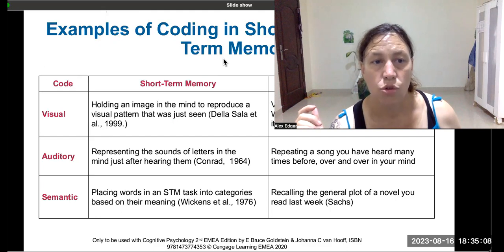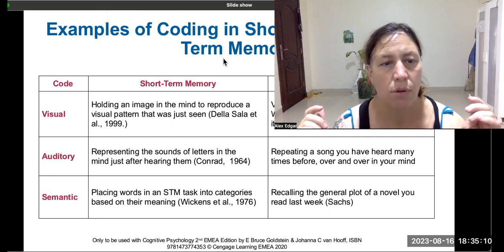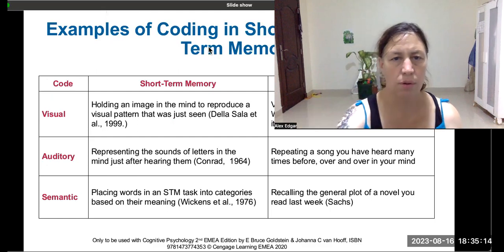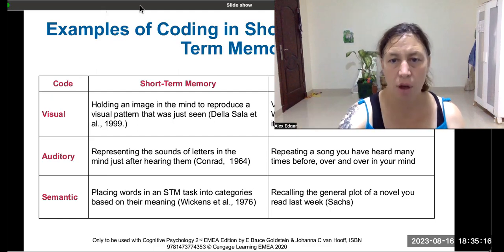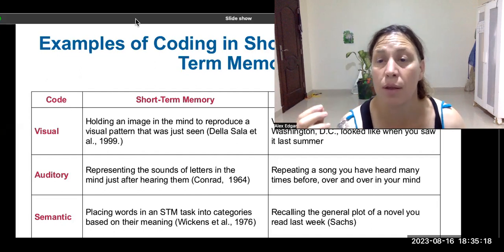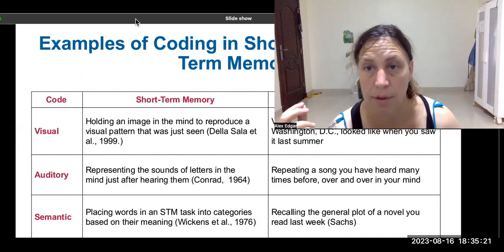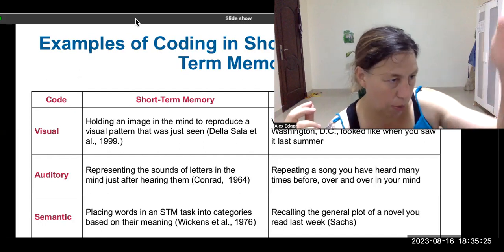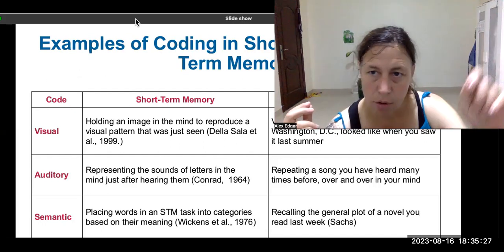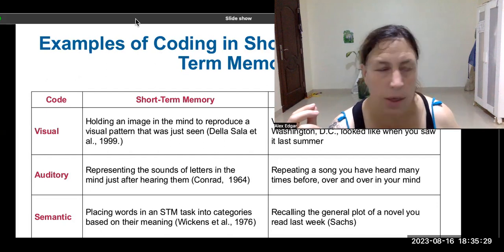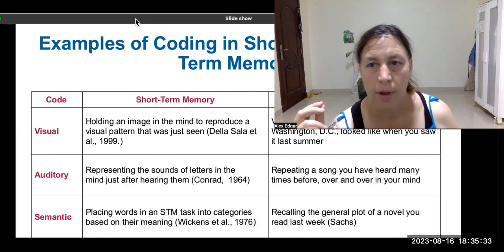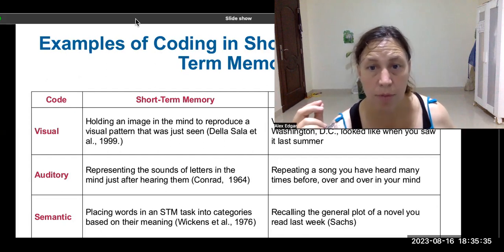Examples of coding in short-term memory. Okay, so we're looking at visual, auditory, semantic. Short-term memory in visual. Now this is something that artists spend a lot of time developing, is short-term memory skills so that they can draw what they see. So you look up, you see the shape and the angles, you look down and you reproduce it. Then you look up for the next little piece of information and reproduce it. So that's short-term visual memory.